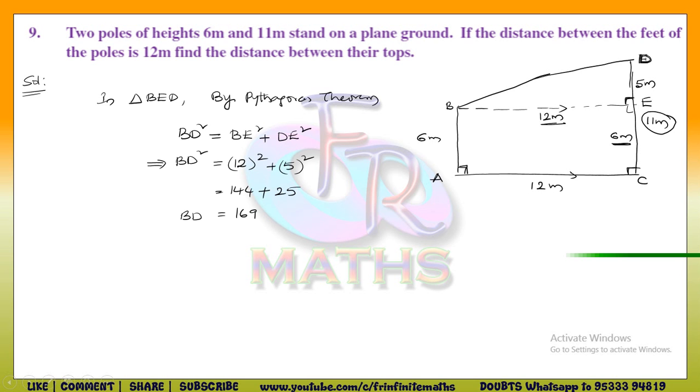So which gives me BD square value. So from this, BD is equal to square root of 169. So square root of 169 is 13 meters. So from this, what I can say, distance between their tops is 13 meters. So the answer is 13 meters.